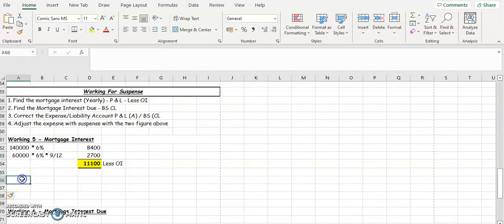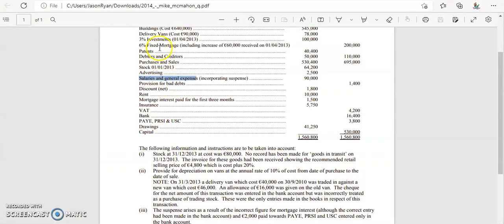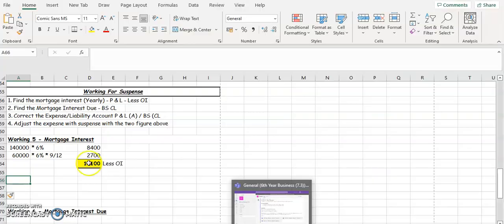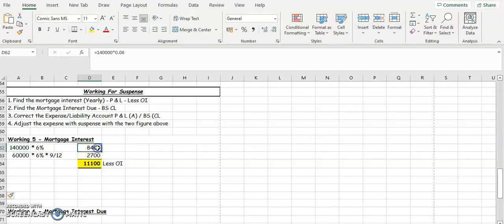Okay, so we know we've paid for our first 3 months. This 140,000. That's going to be our first 3 months. So we look at our fixed mortgage interest. We didn't increase it until the fourth month, the start of the fourth month of 60,000. So the first 3 months, our mortgage interest was 140,000. So we know from doing this calculation that for the year, it's going to be 8,400. So you have to find out of this 8,400, what should we have paid for the first 3 months?